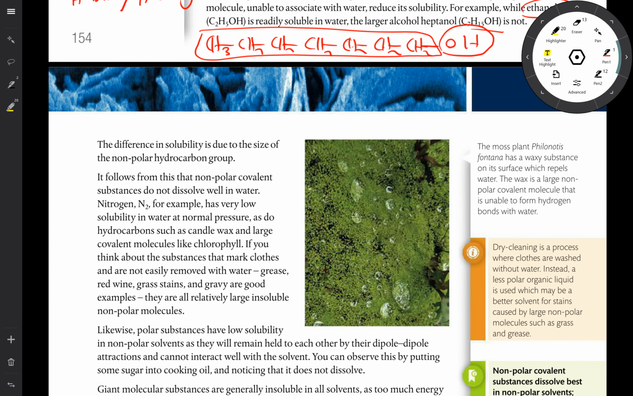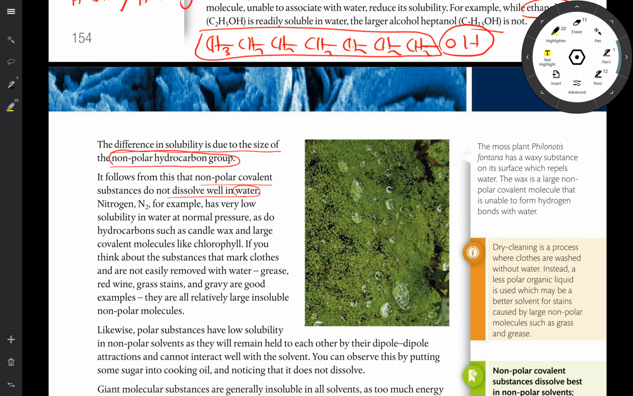Okay, so it says the difference in solubility is due to the size of the non-polar hydrocarbon group. This is very important, especially for dissolving alcohols in water. And as I said before, non-polar covalent compounds do not dissolve well in water, which is a polar solvent. That's why the solubility of N2 and O2 in water is very low, and they can be slightly soluble because of the dipole-induced dipole attraction, but this attraction is very weak.